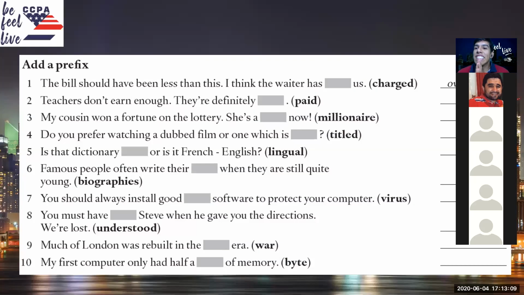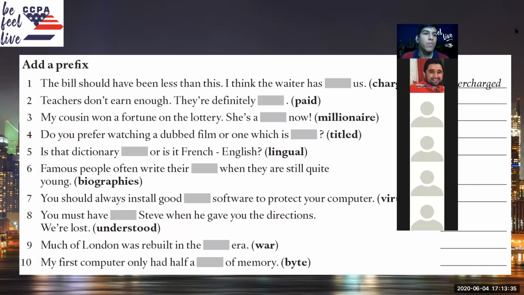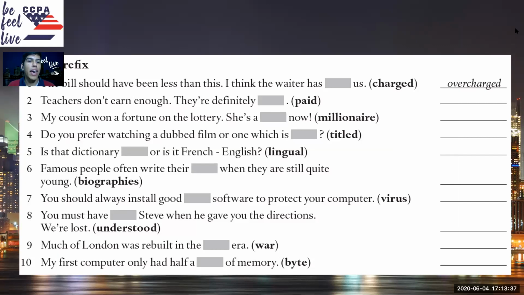Now I have here this activity for you in which we have to add the right prefix to the word that is given so that we can complete this sentence. So number 1 is the example, and it says, the bill should have been less than this. I think the waiter has, the word is charged, and the correct prefix would be overcharged, to charge us more than they should, okay?